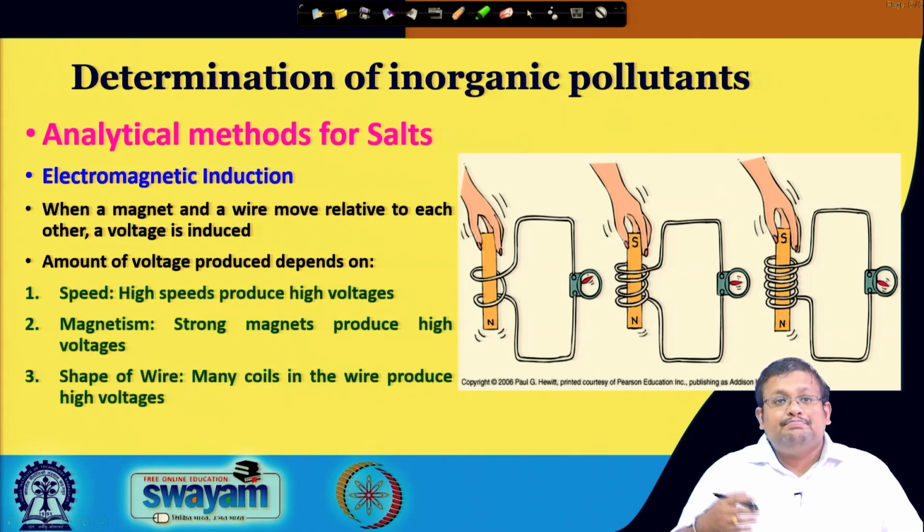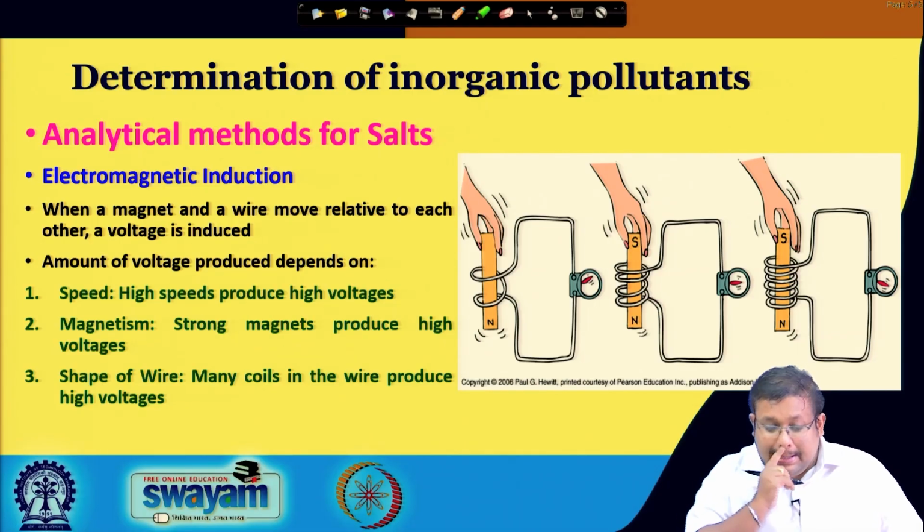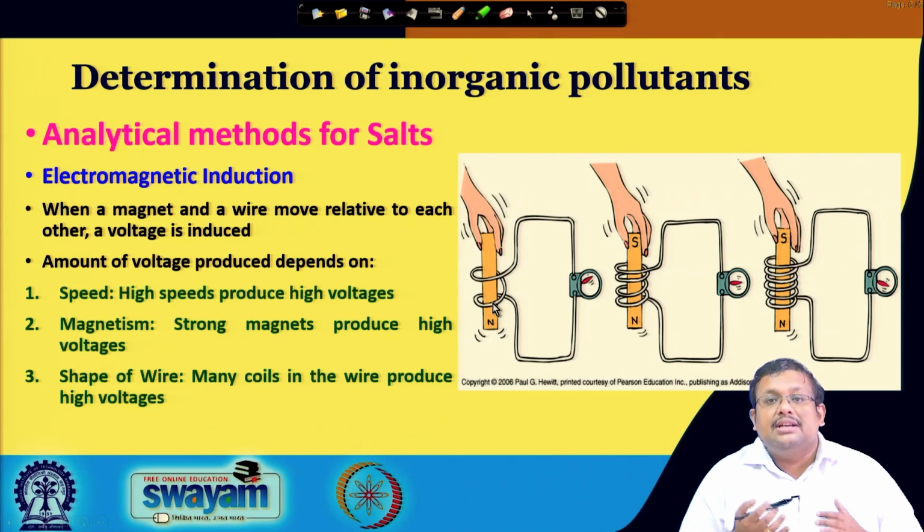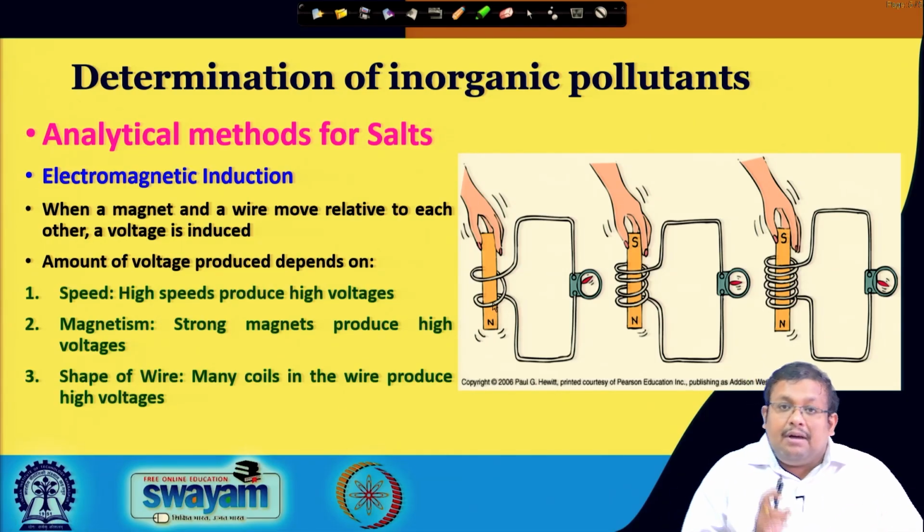In the next slide, for example, in this picture you can see that electromagnetic induction can be achieved using a magnet and a wire. When a magnet and a wire move relative to each other, a voltage is induced according to Faraday's law of electromagnetic induction. So, when we move these two relative to each other, a voltage is developed or induced. The amount of voltage produced depends on three things.